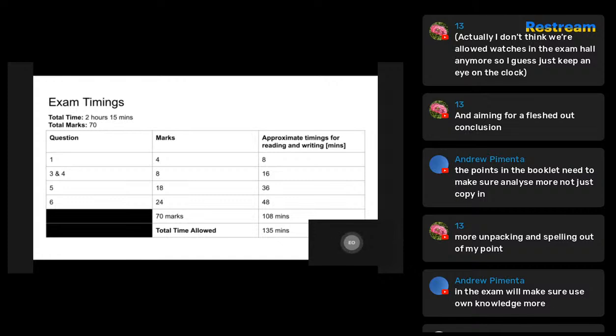Okay, you're not allowed watches anymore. I wasn't aware of that. Not even a regular watch. Well, there you go. You learn something new every day. So just keep an eye on the clock in that case.